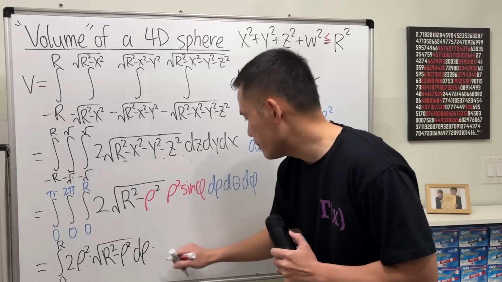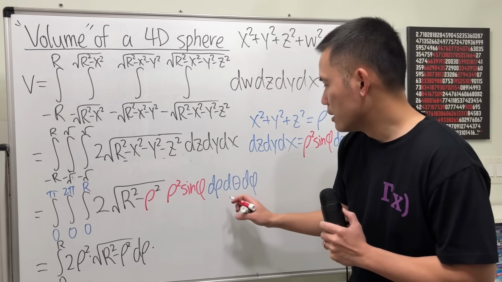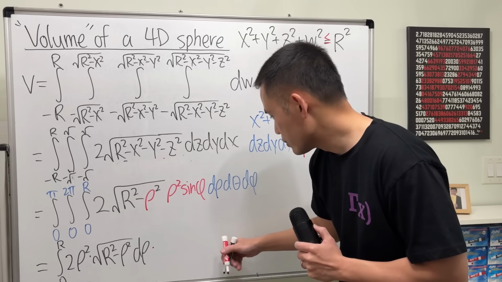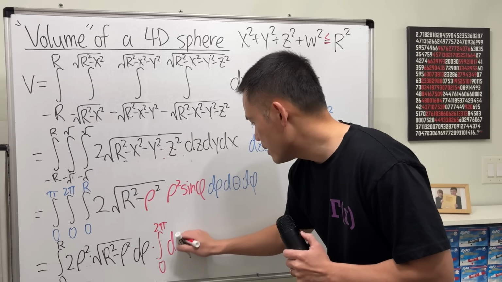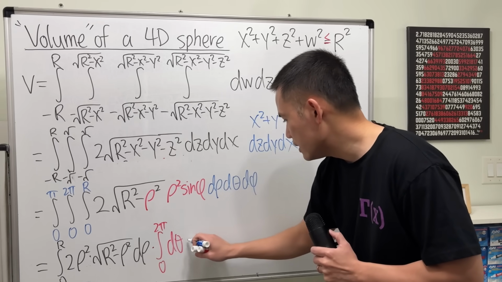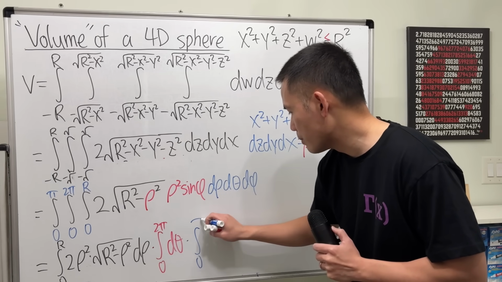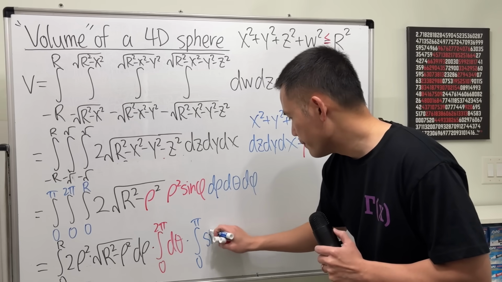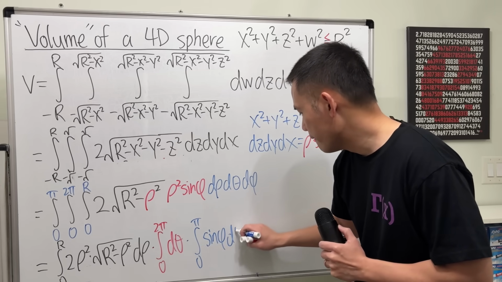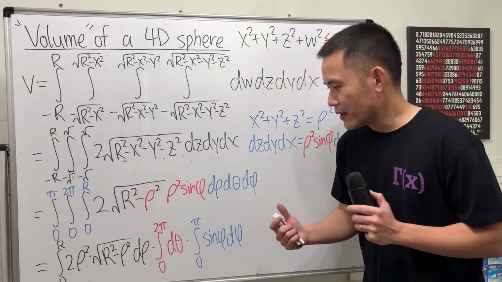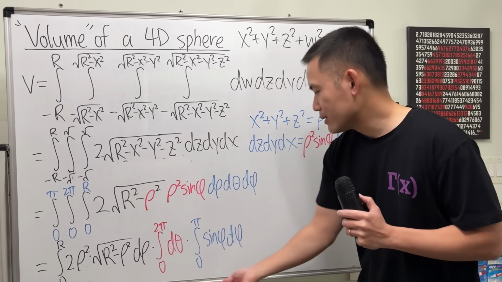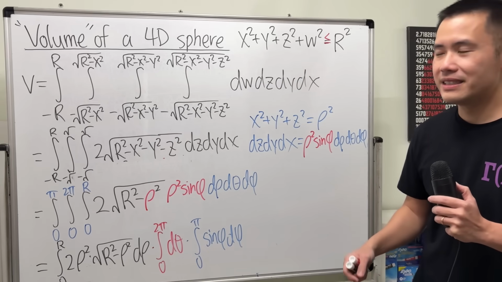And then we multiply by, let's do the theta next. Theta, I will just do it in red. Integral from 0 to 2 pi d theta. And then lastly, we multiply by the integral from 0 to pi of sine phi d phi. Alright, we just have to work this out, work that out, and work that out, and that will be it.